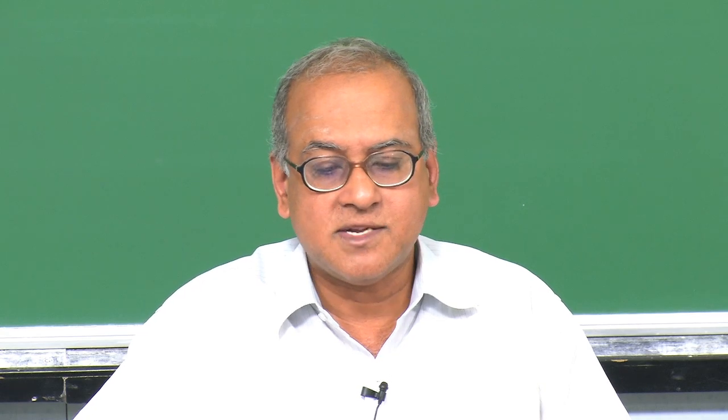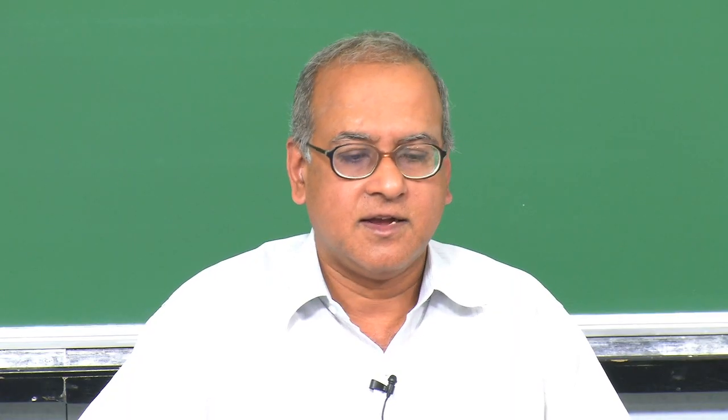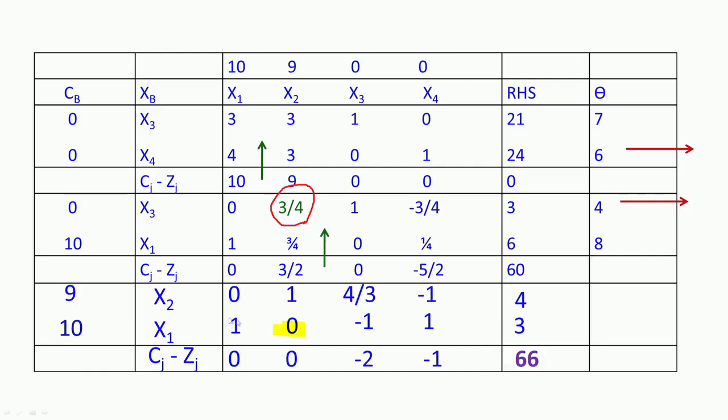The basic variables x1 and x2 have 0 value, the non-basic variables have negative value. We are not able to enter a variable, so the algorithm terminates giving this solution x1 equal to 3, x2 equal to 4 with objective function equal to 66. So we have now completed the problem in the form of the simplex table which gives us the same solution. Other aspects of the simplex table we will see in subsequent classes.